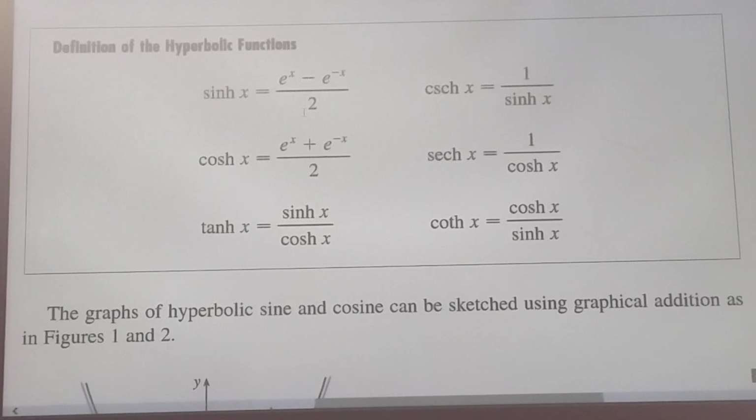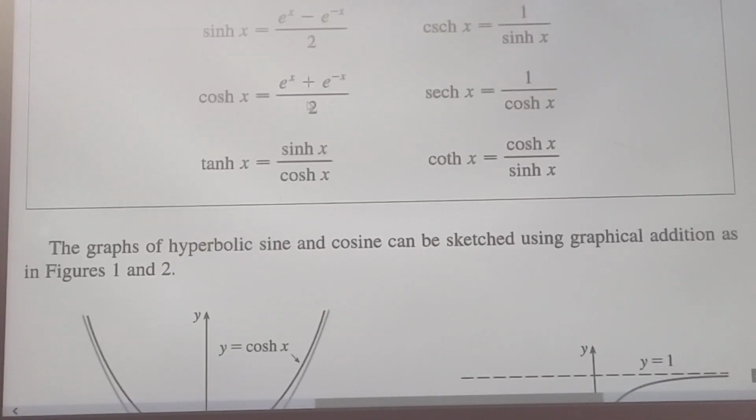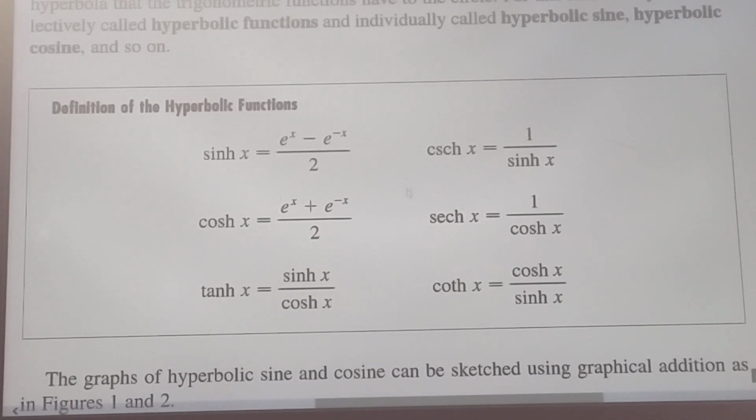These are the definitions which we must know from exponential functions. And then we are going to show you how we came to find these functions. How did we find that sinh x is equal to that? This is just a summary of the table. So we know that cosh x is equal to e to the power x plus e to the power negative x over 2.